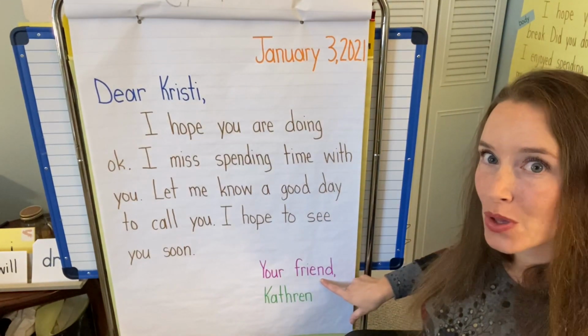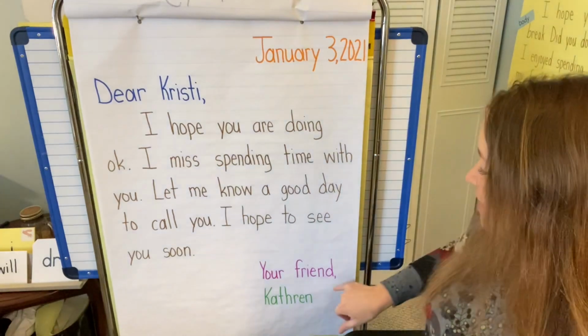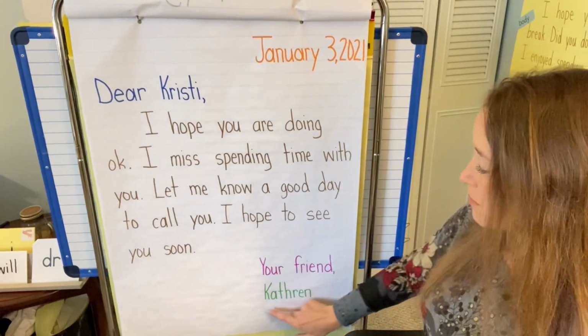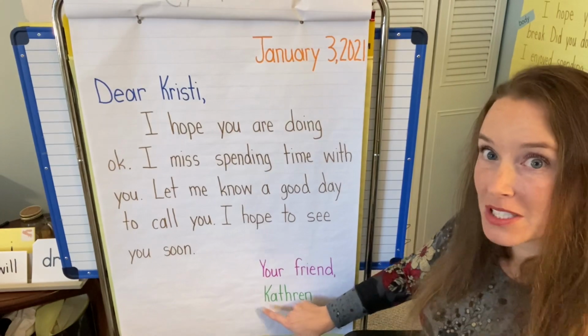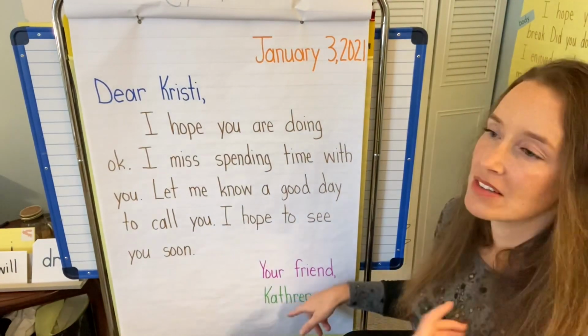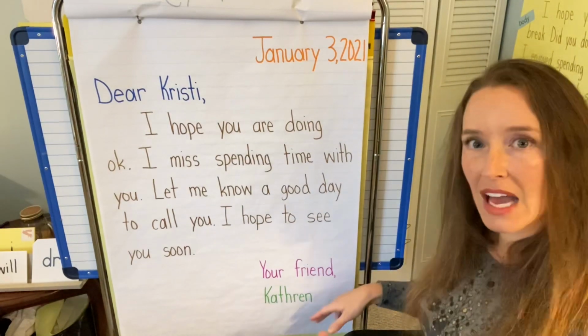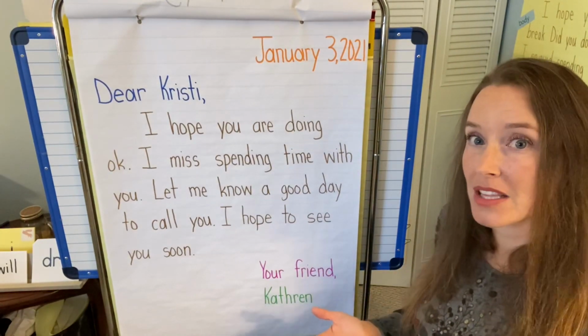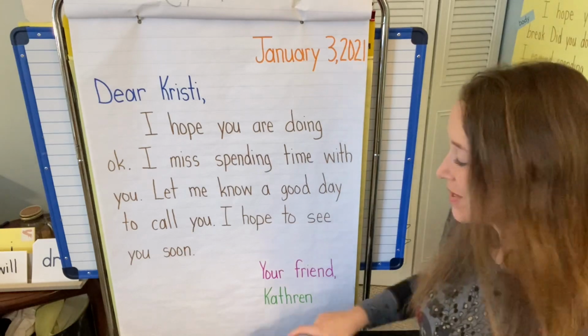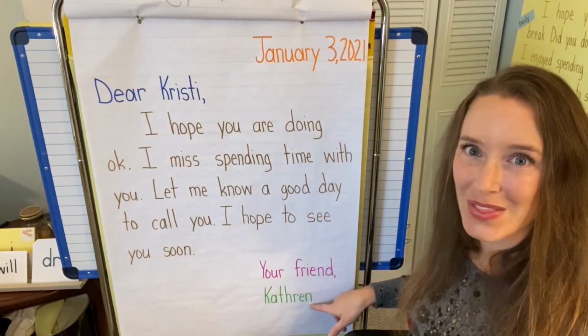Something different: I put your friend. So I have a new closing today, your friend, comma. And then I put my name. So remember, your name starts with a capital letter too because it's your name. Before I was putting Mrs. Bell because that's what you call me, but she calls me Catherine. Maybe your parents have a nickname that they use when they talk to you. And that would be what you might want to put down there.